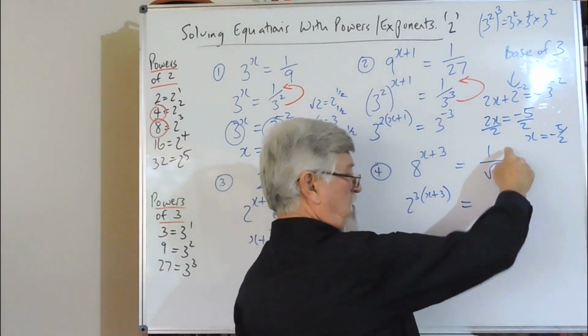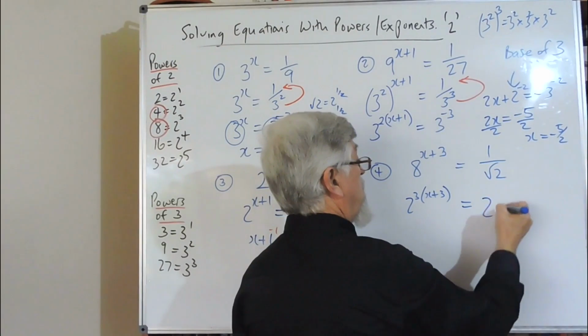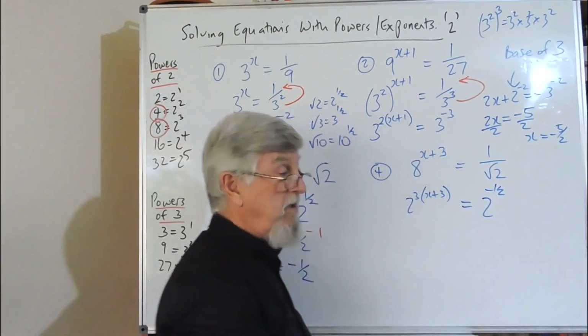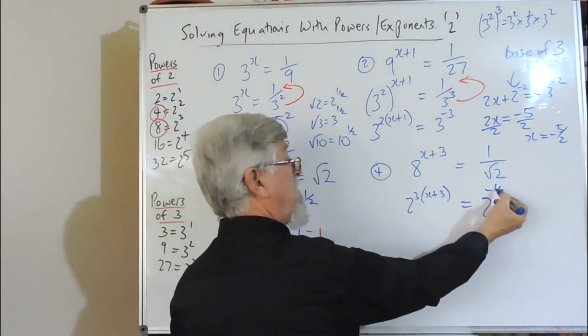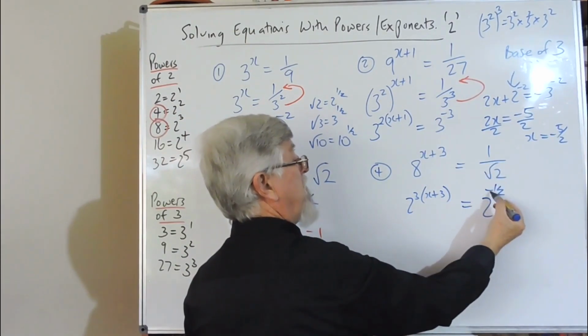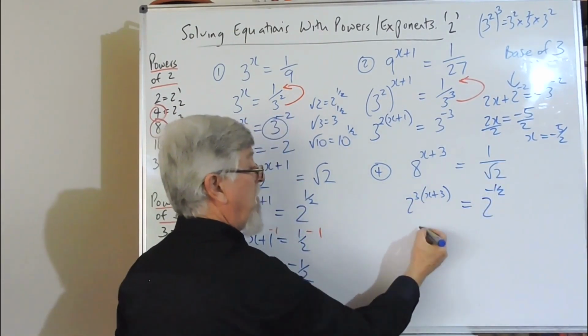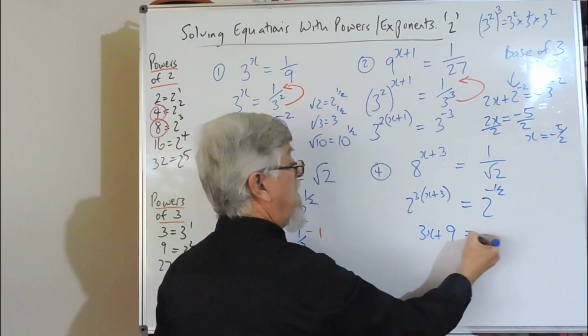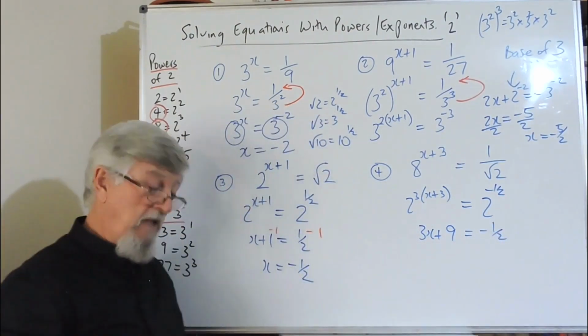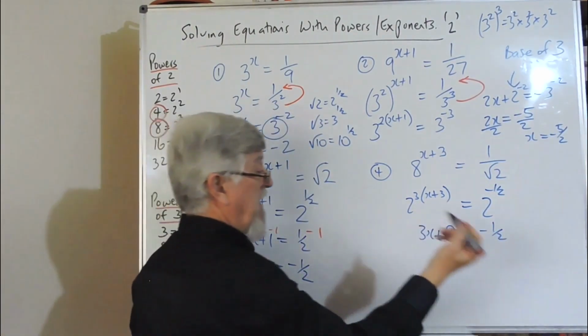When it moves to the top, it becomes 2 to the minus a half. So when you go from denominator to numerator, the power, which is a half, changes sign. So now we've got 3x plus 9 equals minus a half. It gets a bit harder because of the fractions involved.